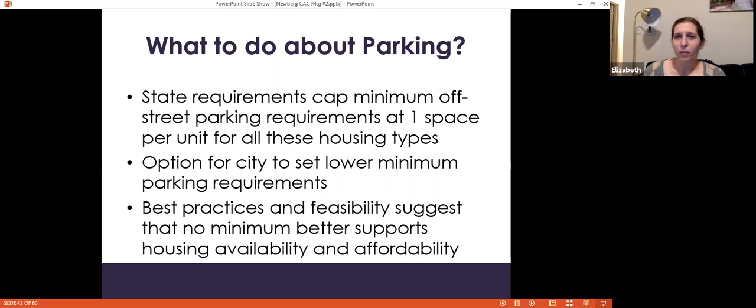But let us address parking more head on, because we heard a lot of questions about that in our previous meeting. And there is a lot of similarity across the different housing types, so we thought it would be useful to address some of this head on. Across the board for all the different housing types that we're talking about, the state requirements say that the minimum off-street parking requirements cannot be greater than 1 space per unit. And further than that, the best practices and some of that development feasibility suggests that having no minimum parking actually better supports the creation of housing types and greater affordability. So the city has the option to set it at the 1 or bring it down lower. Next.